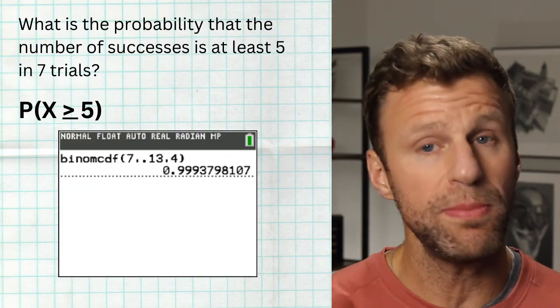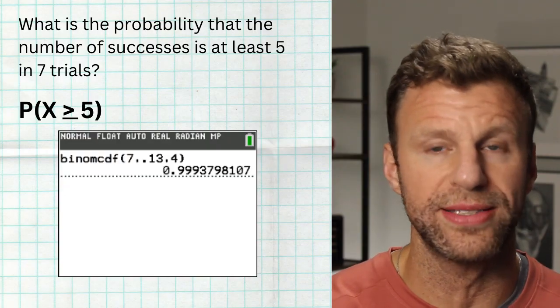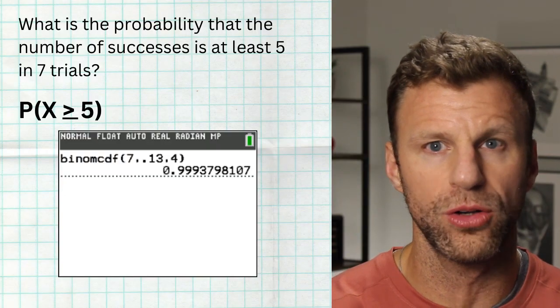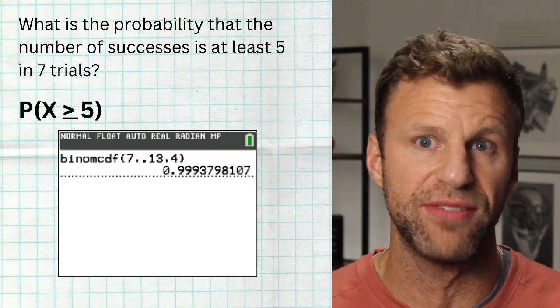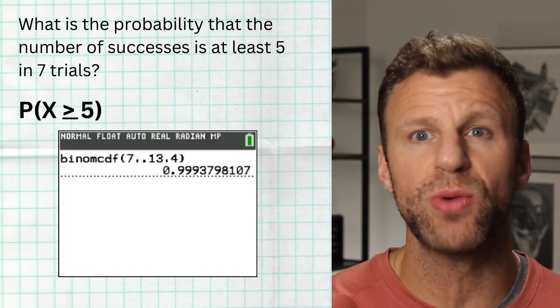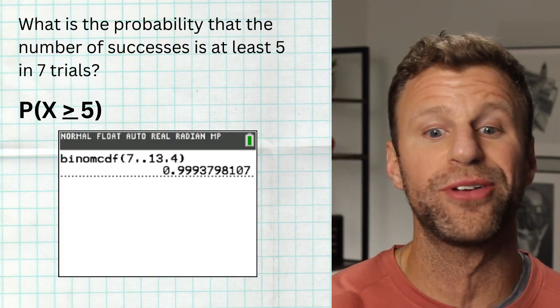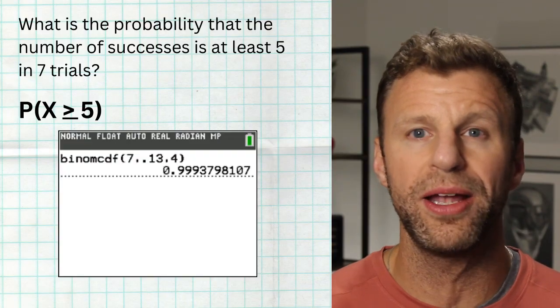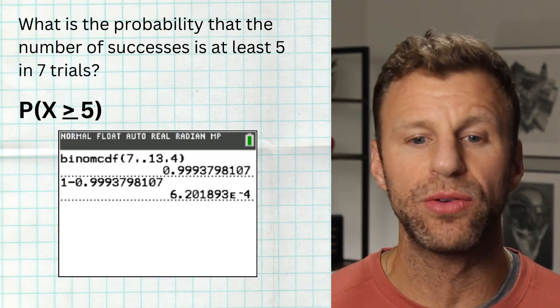But this, remember, is what I don't want. I don't want 4, 3, 2, 1, or 0. I want 5, 6, or 7. So if I'm going to go this route of finding what I don't want, I just can't forget at the very end, I have to do 1 minus my result. And I'll get the answer.